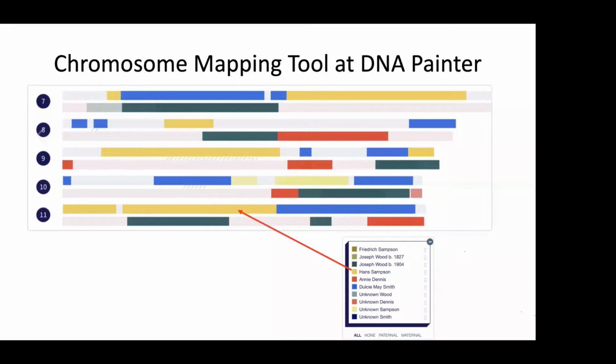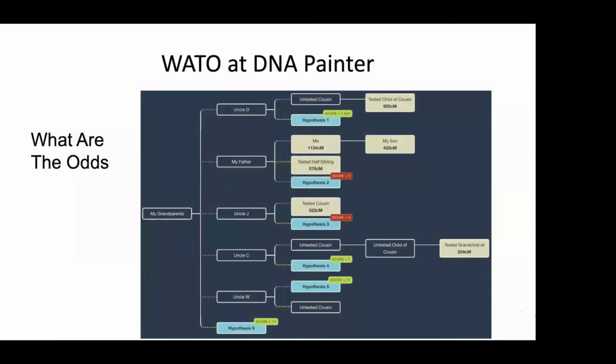This is an example of what I would call an advanced topic. Using tools like DNA Painter, people are looking at specific chromosomes, like 7 through 11 shown here, and identifying which segments pass down from which ancestors. In this example, all the dark yellow segments are from a man named Hans Sampson.